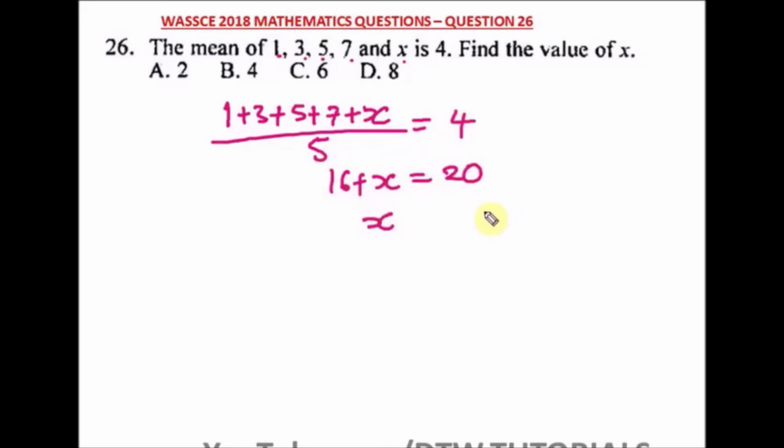So x, take 16 to this side. We have x is equal to 20 minus 16, and x is equal to 4. So the value of x is 4, and our right option here is option B.